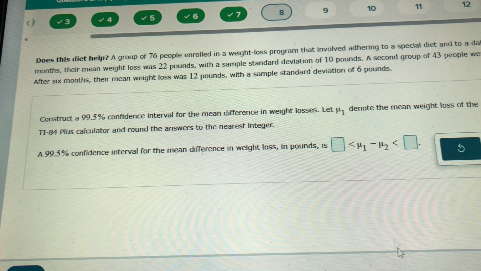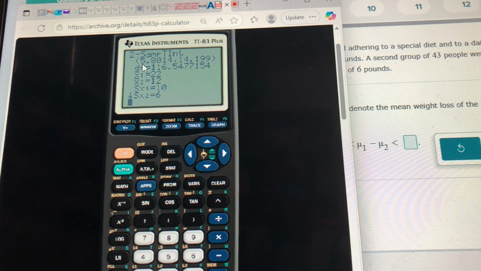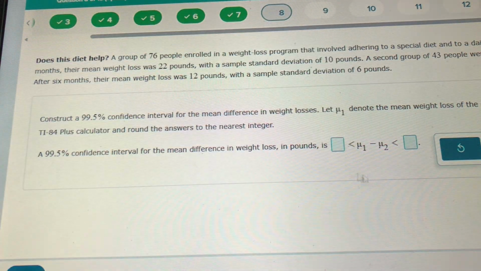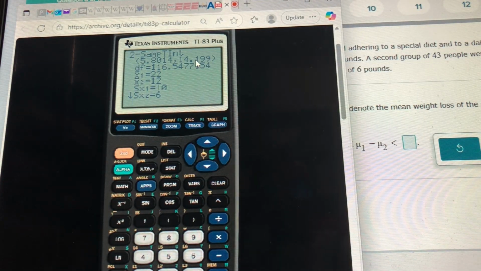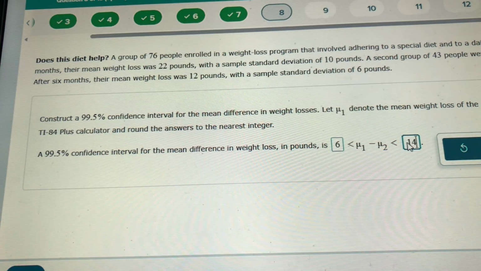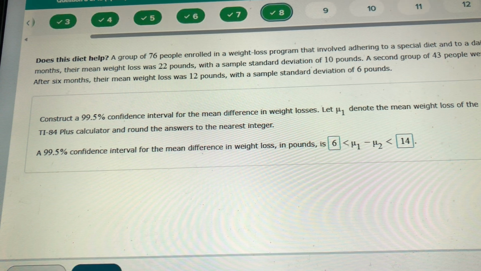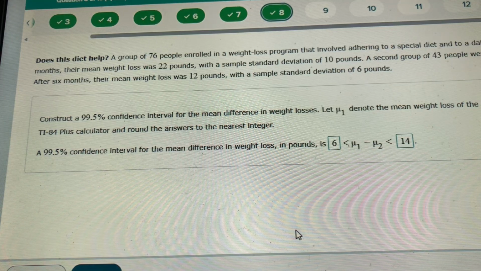Round to the nearest integer. So 5.8 would round to 6, and 14.1 would round to 14. So the difference in the means we think is somewhere between 6 and 14. Because that's all positive, the first people lost significantly more weight than the second people did. So the exercise helped. We could say yes, the diet helps, but the exercise helps too. So the people that did diet and exercise lost significantly more weight than people who only did the diet.